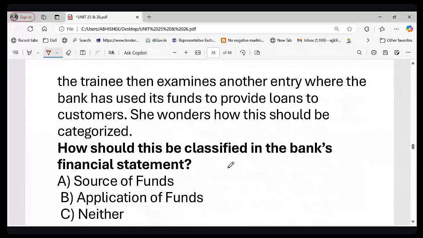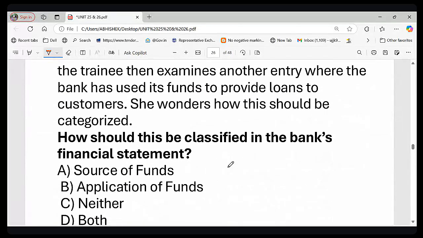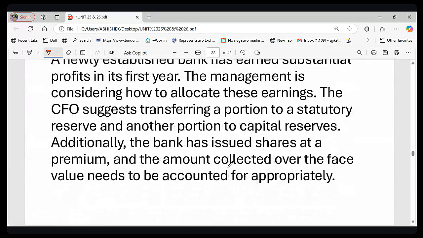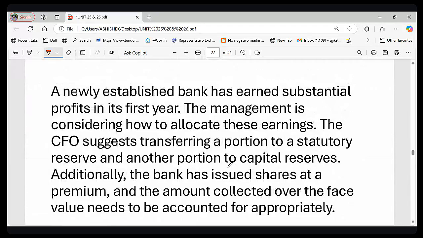Then trainee. Obviously, this one is application. So let me skip this question. This is the easiest question. I hope this source and this is clear. Let's see this particular question.